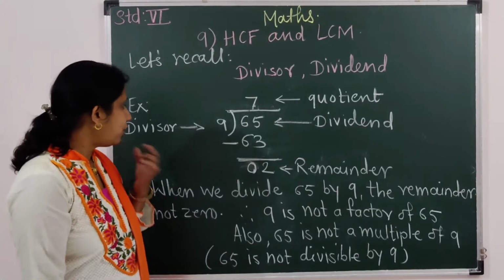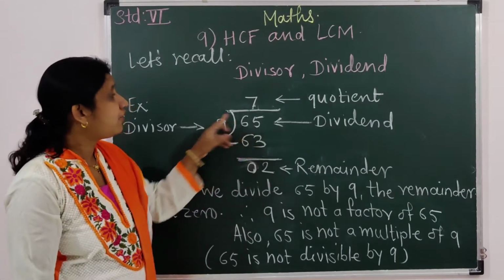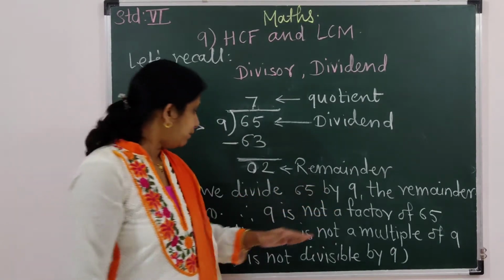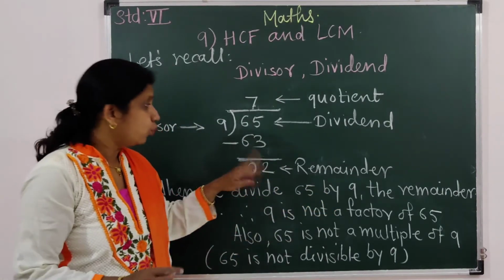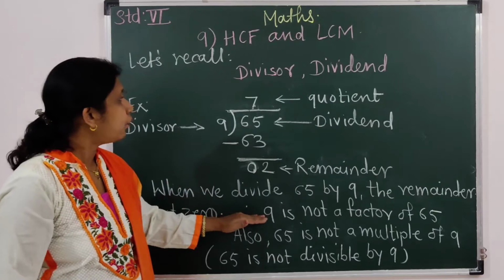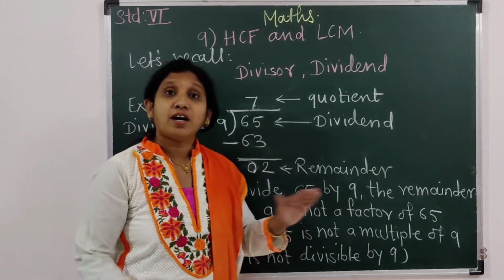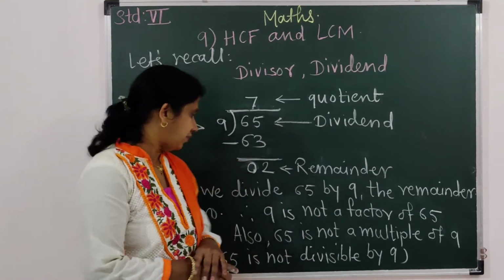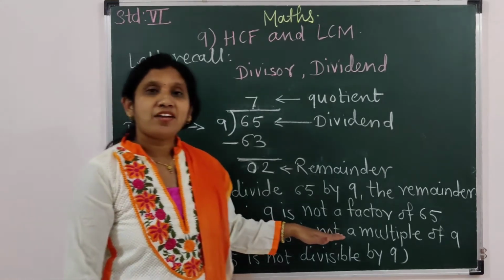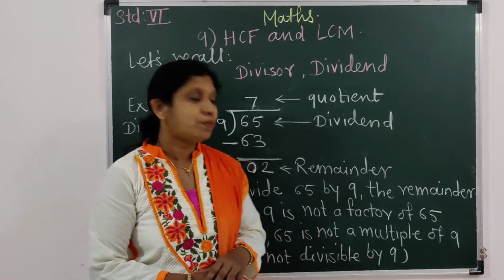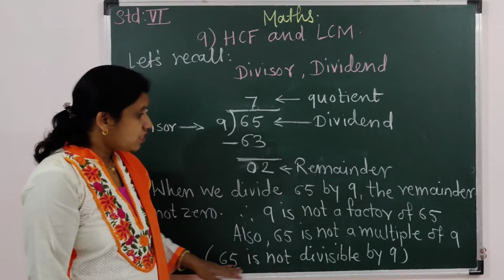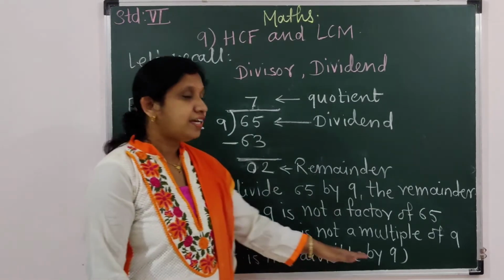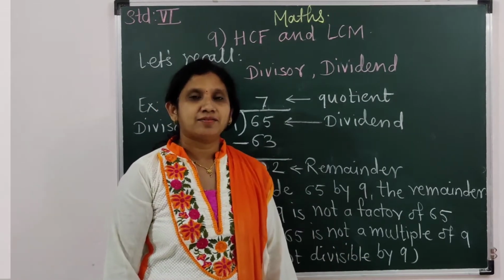See students, now when we are dividing this 65 by 9, what is the remainder? 2, which is not 0. Therefore 9 is not a factor of 65. Also 65 is not a multiple of 9. So 65 is not divisible by 9.